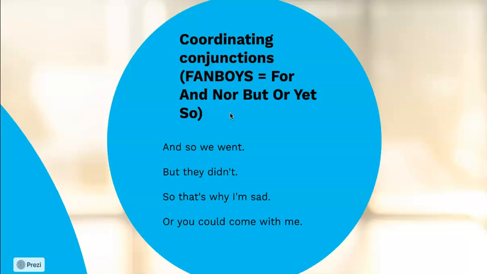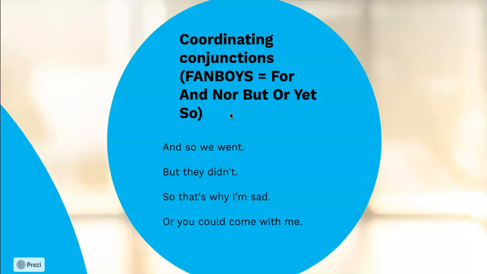So, for example, the coordinating conjunctions, which are the fanboys, as you may have learned them: for, and, nor, but, or, yet, so. If your sentence begins with those, it automatically creates a fragment, right? And so he went, but they didn't. So that's why I'm sad. Or you could come with me, right?